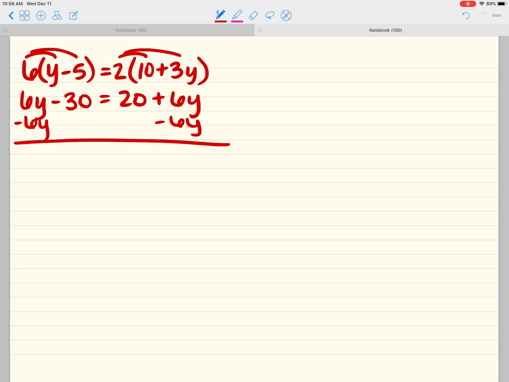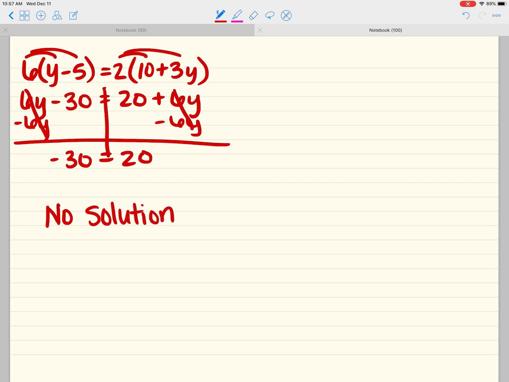What happens to both of those? Cancel out. They both cancel because they're opposites, right? What am I left with? Negative 30 equals 20. Is that true? No. So can anyone tell me what I would say for my answer? No solution. No solution, right? So there is no solution to this problem.